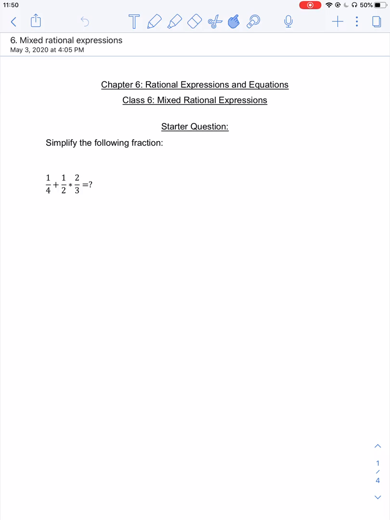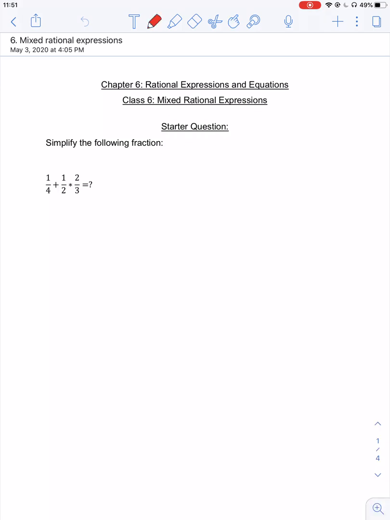Okay, so we're going to continue working with rational expressions. But the focus for today's class will be a mixed question, where you have addition and multiplication. So the question becomes how to proceed, right? What should you do first, and then what should you do next? It combines what we did last week with what we did yesterday.